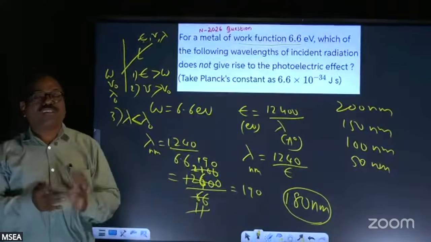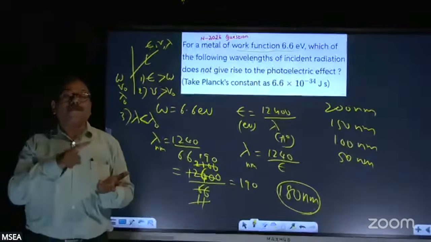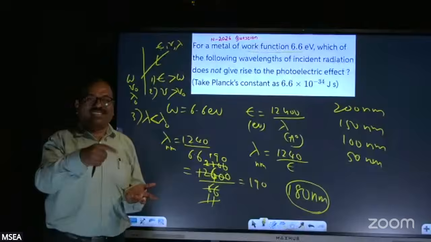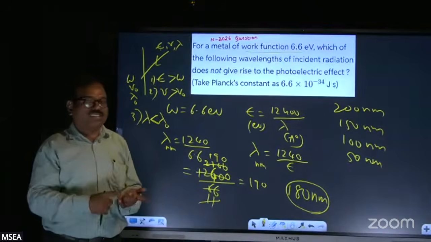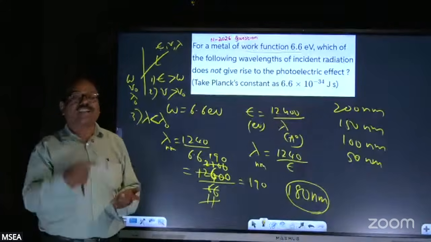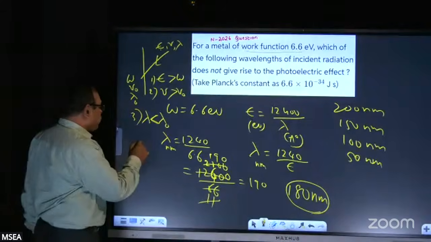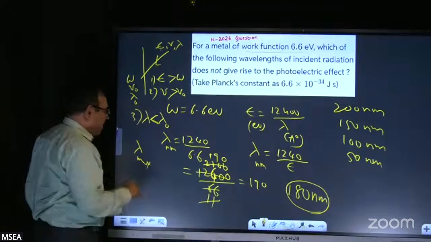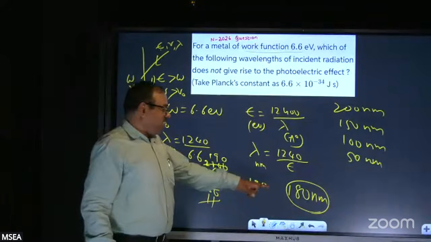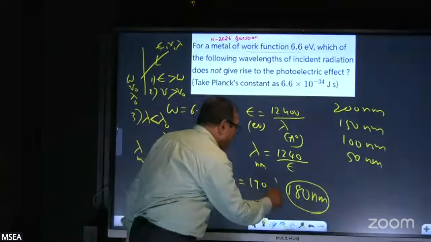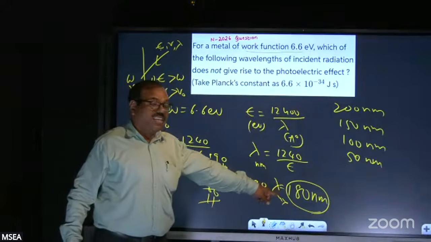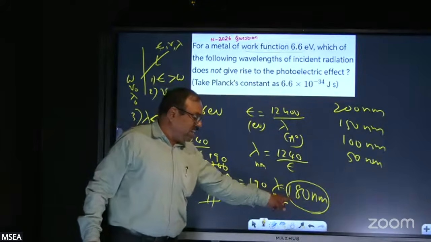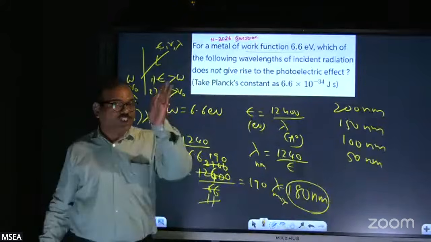So the work function definition is the minimum energy required to eject the photoelectron, and threshold frequency is the minimum frequency, whereas threshold wavelength is the maximum wavelength. So what about the maximum wavelength? The maximum wavelength that I got here, for 2026, is 180 nanometers. That means that should be the maximum.